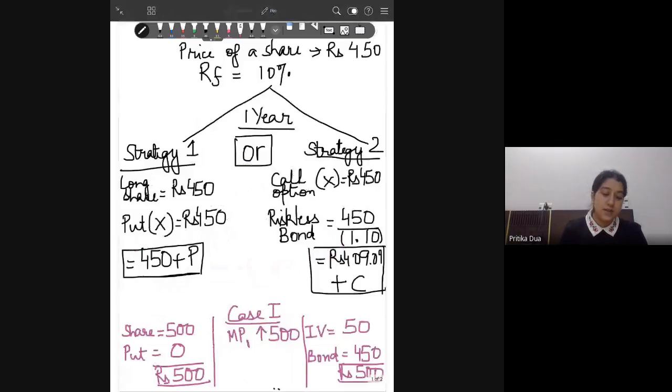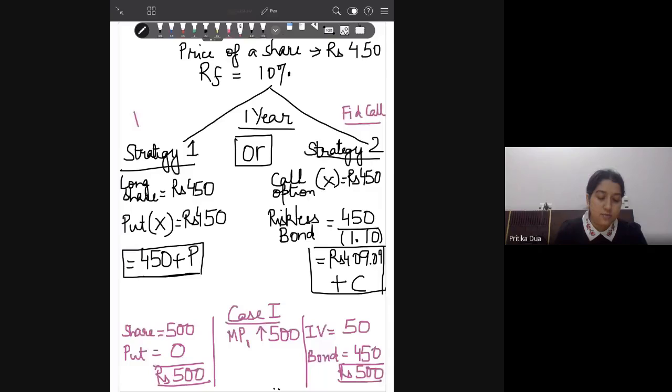that the investor is holding a share. There's a share worth rupees 450 in the market. The risk-free rate of interest is 10%. Now the investor has two options before him. One is to go for a fiduciary call. Second is to go for a protective put. So this is the fiduciary call option and this is the protective put option.